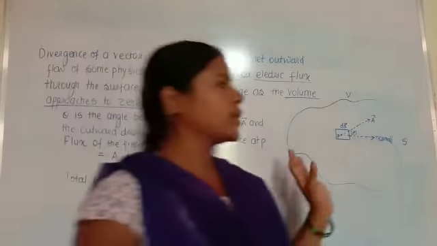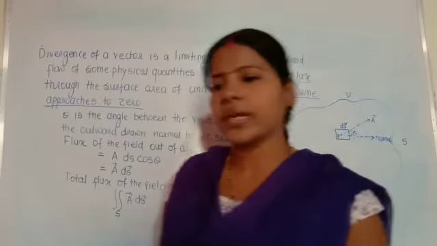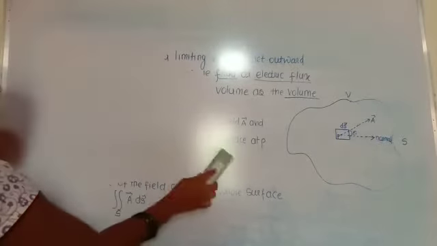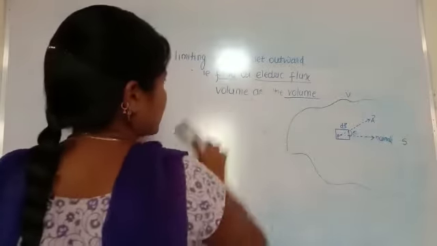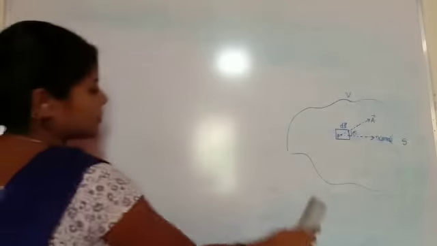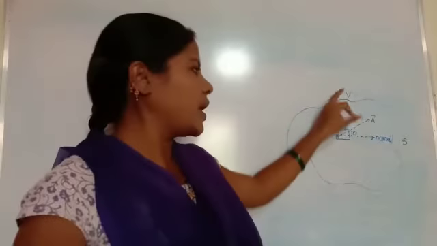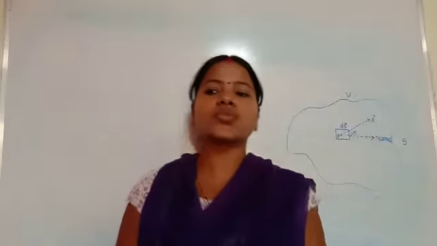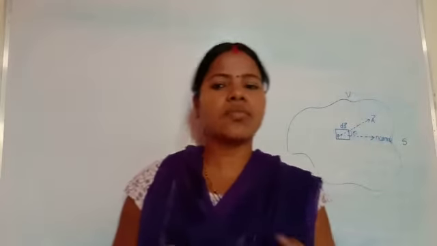If we have to calculate the divergence of the vector field A, we need to calculate with the volume. So how can we calculate the volume? Let V be the volume enclosed by the surface. Here V approaches 0, that means the volume enclosed by the surface is vanishingly small.